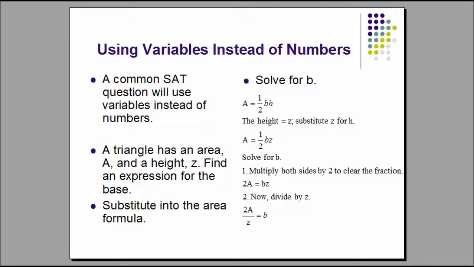To solve for B, we do two steps. The first is we multiply both sides by 2 and obtain 2A equals BZ. Now divide by Z. This gives 2A over Z equals B.